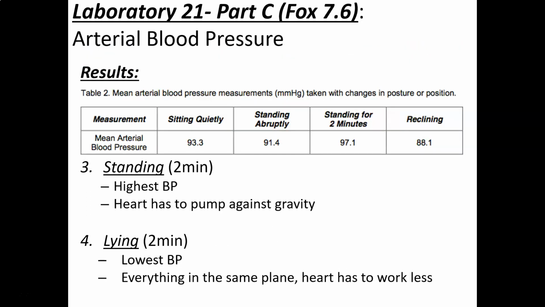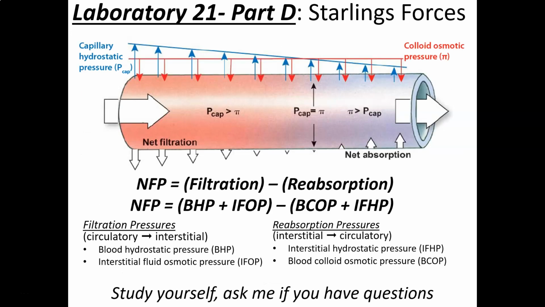So before I get to Starling Forces, which we're not going to get to, I'll explain why. You should know how to do the arterial blood pressure and how to calculate pulse pressure and mean arterial pressure and which one we expect to be the highest and which one we expect to be the lowest. You should know how to calculate and interpret the venous pressure as well. You also should know how to do the Starling Forces. And this is a little one that kind of helps explain it, but this is one of the things you have to do on your own.